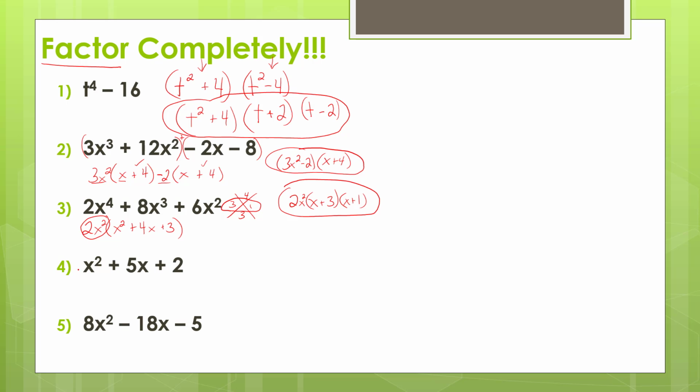Number 4. We have a leading coefficient of 1, so we can go ahead and try our x-game. We need two numbers that multiply together to give us 2, add together to give us 5. Well, our factors of 2 are 2 and 1, and no combination of 2 and 1 is going to add up to 5. So this trinomial is already prime. Again, while it may be factored as simple as it can get because it is prime, it still has solutions.